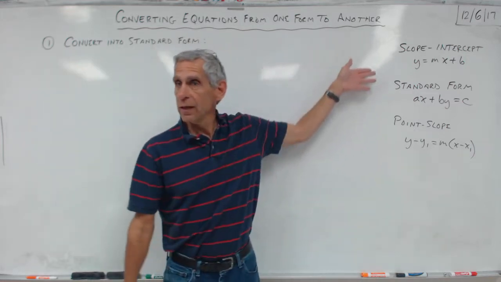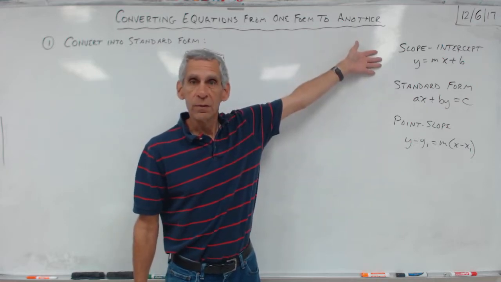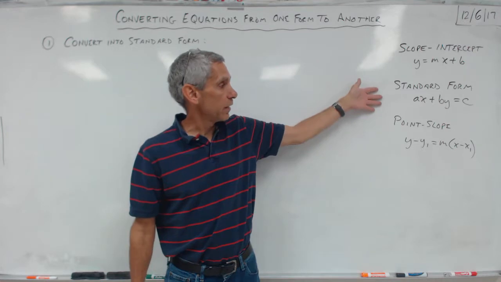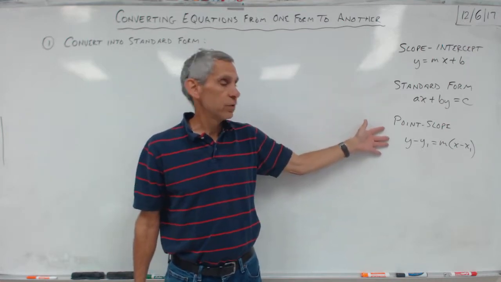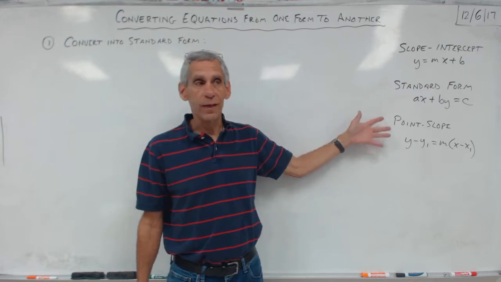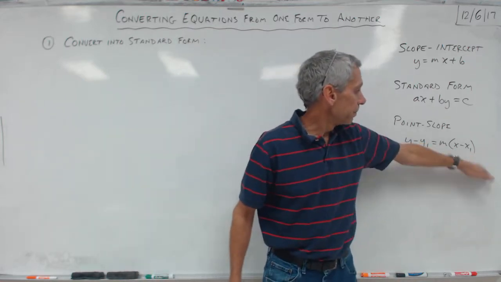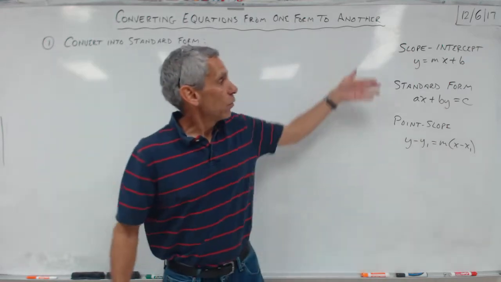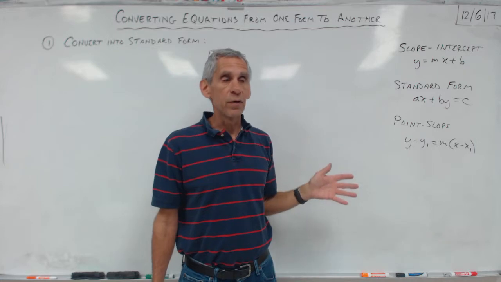So we have three types of straight line equations. We have slope-intercept, which is y equals mx plus b. We have standard form, which is ax plus by equals c. We have point-slope, which is y minus y1 is equal to m times x minus x1. And we need to know how to convert from one type of equation to another.